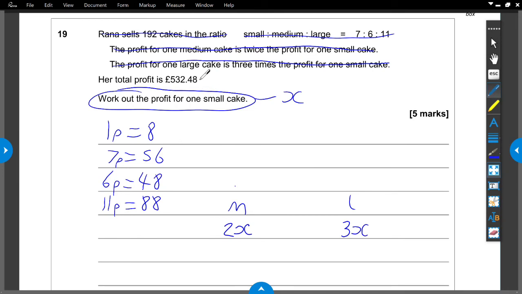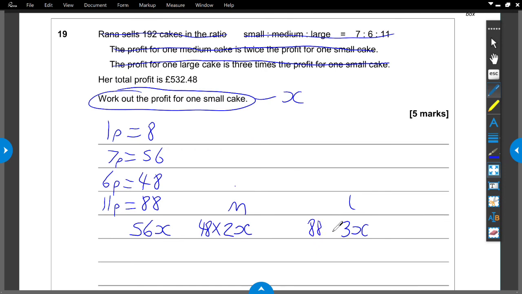Still not there yet, are we? We haven't used this information yet, have we? Now, if we added together all the profits of what we had so far, then that's going to tell us what the total profit is. So we sold 56 small cakes, and the profit of each of those was x. We sold 48 medium cakes, and the profit of each of those was 2x. And then we sold 88 large cakes, and the profit for each of those was 3x.